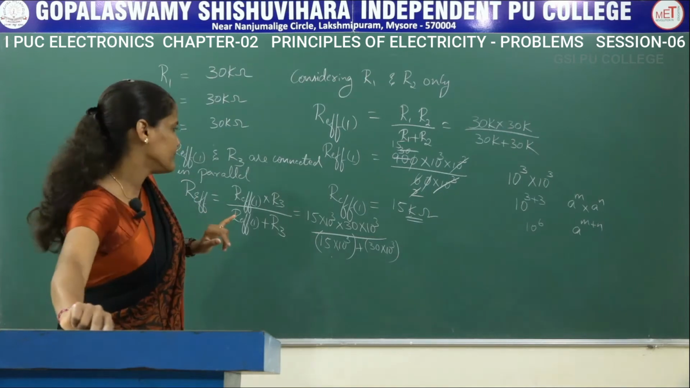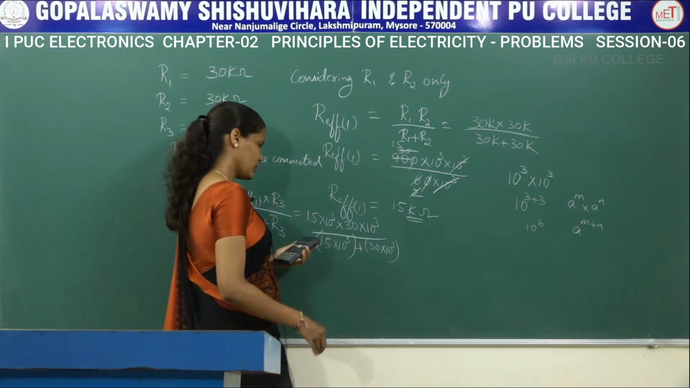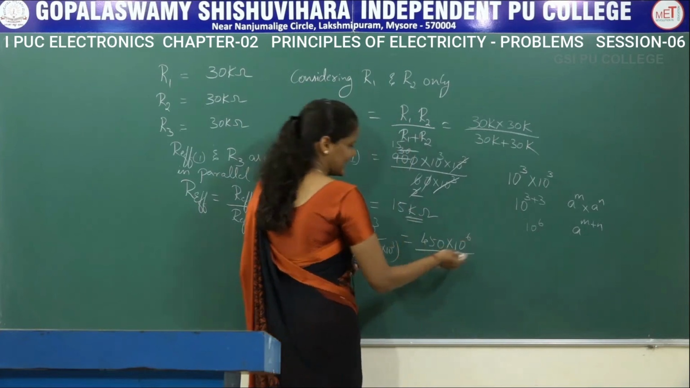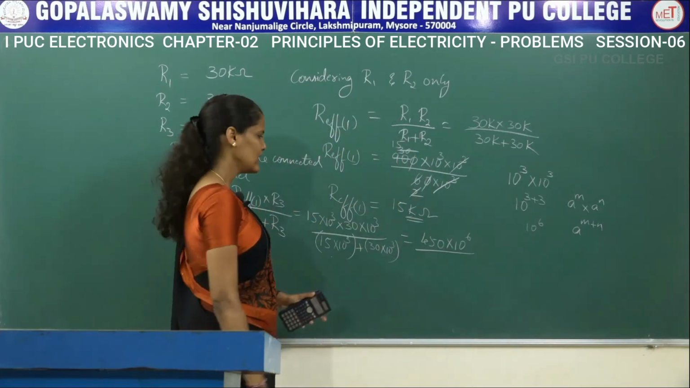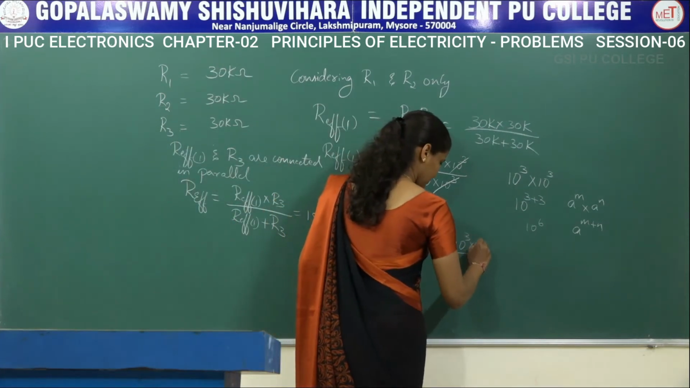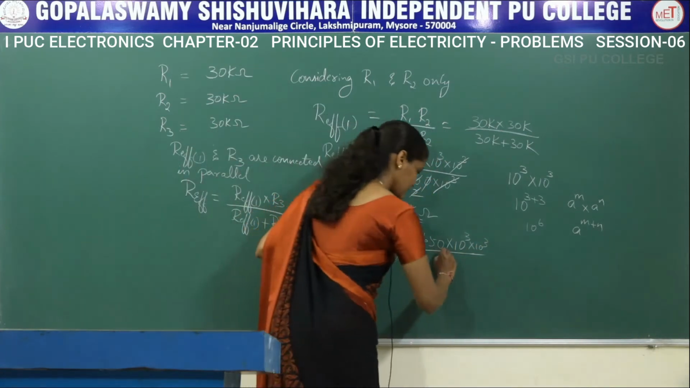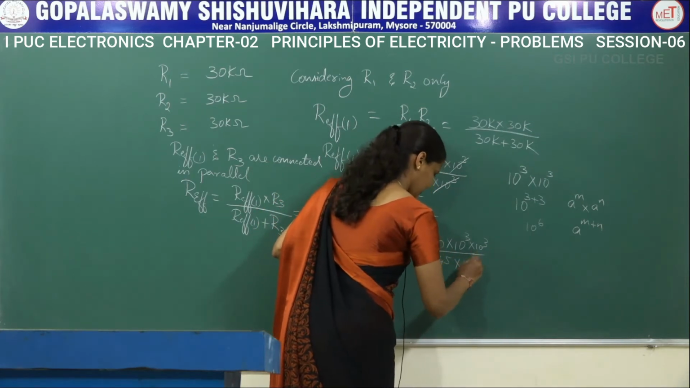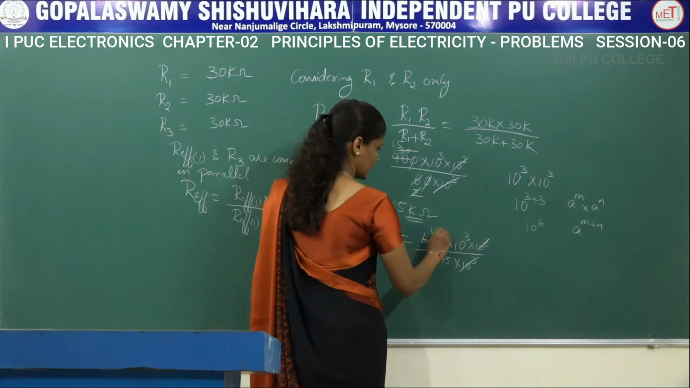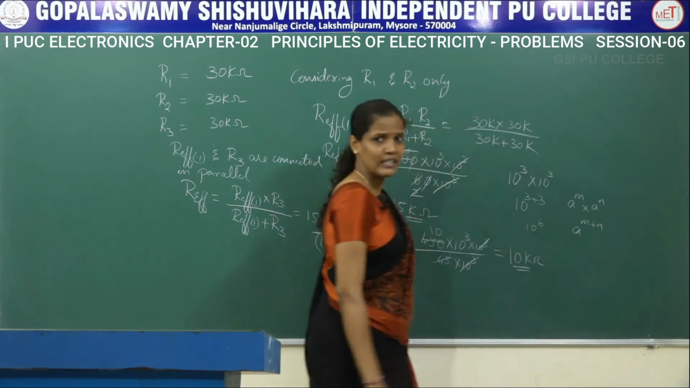Right? Now 30 into 15 gives me 450 into 10 to the power of 6. 10 to the power of 6, as I have already said, or 10 to the power of 3 into 10 to the power of 3, if you want, retain it like that. 10 to the power of 3 into 10 to the power of 3 divided by 15 plus 30 is 45 into 10 to the power of 3. This 10 power 3 is getting cancelled. 45 ones are 45, 45 tens are 450, which is equal to 10 kilo ohms. The answer is same, right?